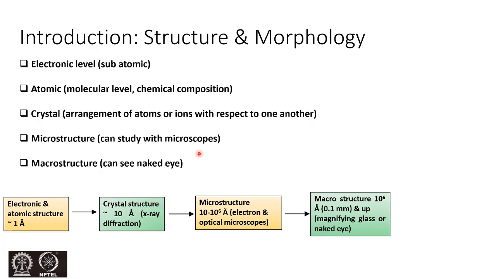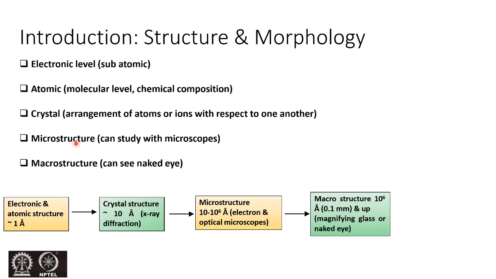So starting with the SEM, I'll be giving a brief overview on the structure and morphology. Suppose we want to check the electronic levels or subatomic level, with the help of TEM we can observe that. Then atomic level, molecular level, or chemical composition, this also we can observe with the help of TEM. Then the crystal arrangement of atoms or ions with respect to one another can also be seen in the TEM. So TEM is a very high resolution technique.